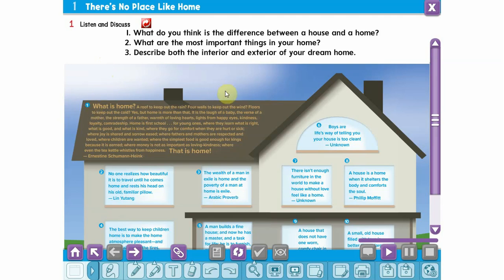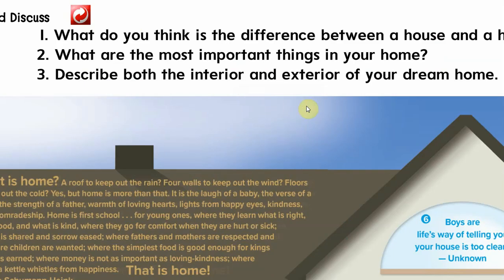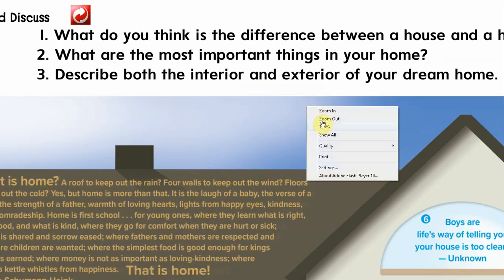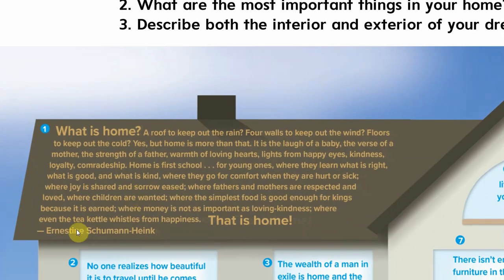Number 1. I will try to zoom in. It's an opinion made by Ernestine Schumann Heink. What's home? ما المنزل؟ A roof to keep out the rain, four walls to keep out the wind, floors to keep out the cold.